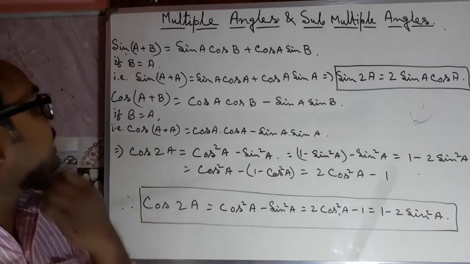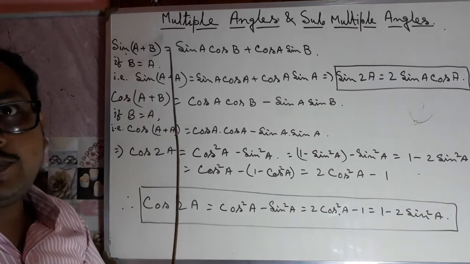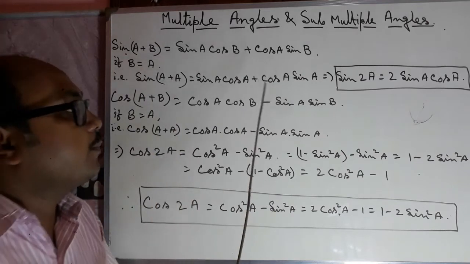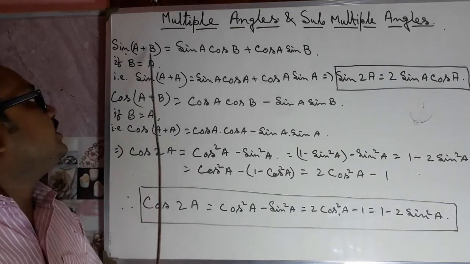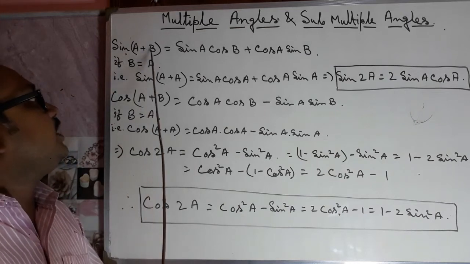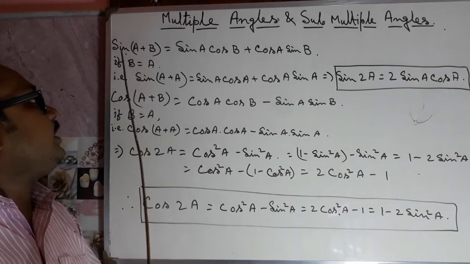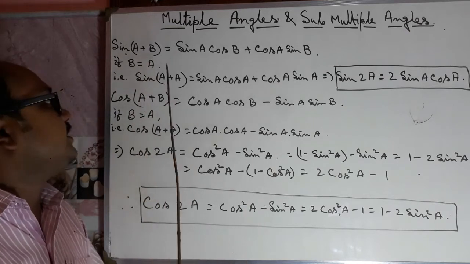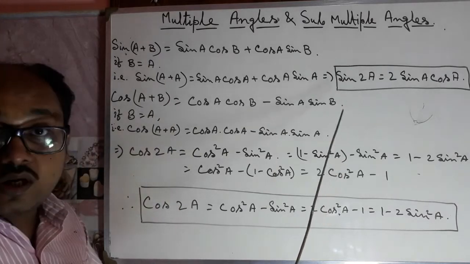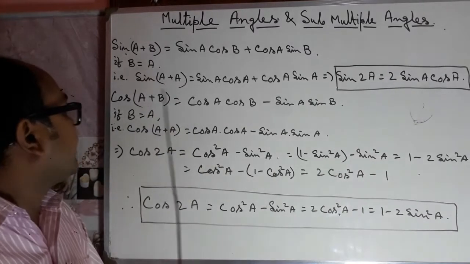Now what we know, what is the formula of sin(a plus b)? That is sin a cos b plus cos a sin b, we learned. Now if this b is equal to a, instead of b if we put a here, that will be sin(a plus a), that is sin a cos a plus cos a sin a, that can be written as sin 2a, that is equal to 2 sin a cos a.